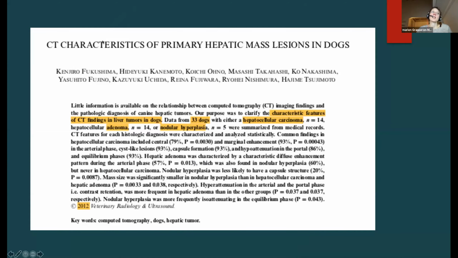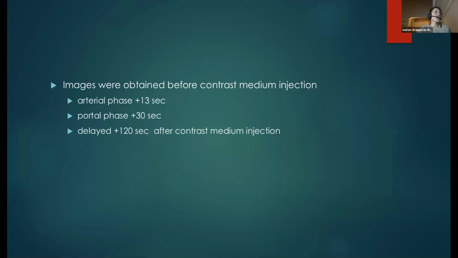And this one is a really quick review. It was an older paper, 2012, one of the first papers that looked at the CT characteristics of primary hepatic masses. So I think most of us should have gone through this paper for the exam.